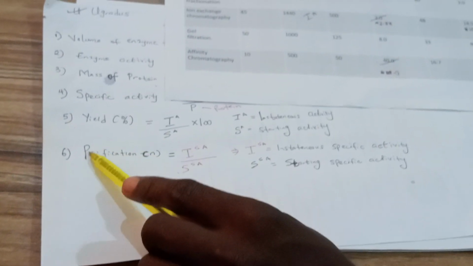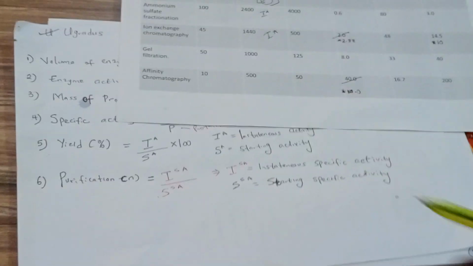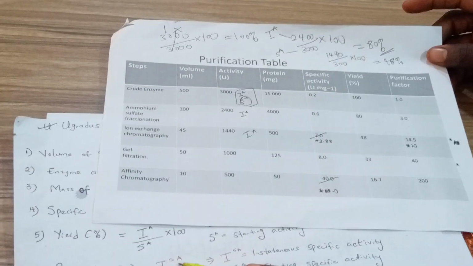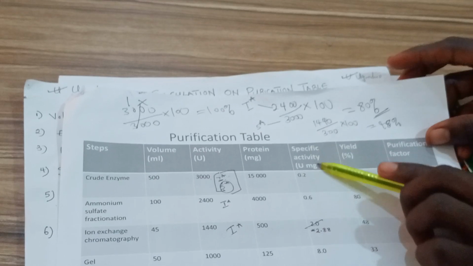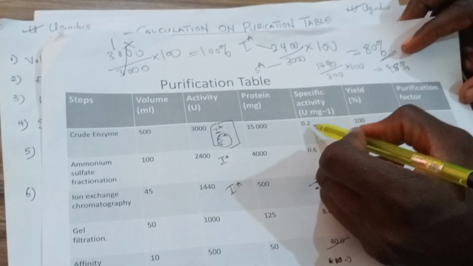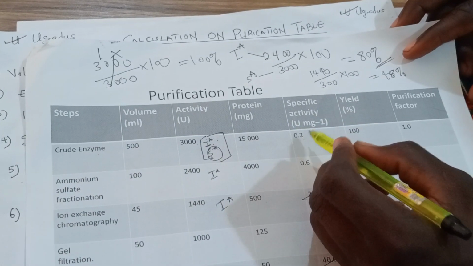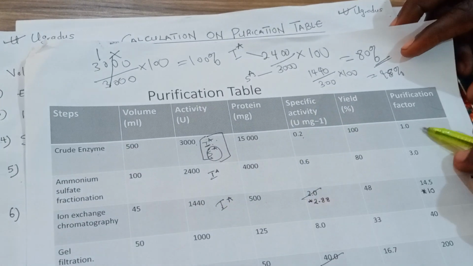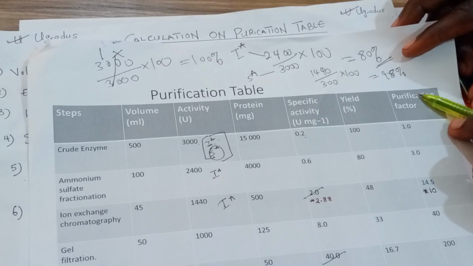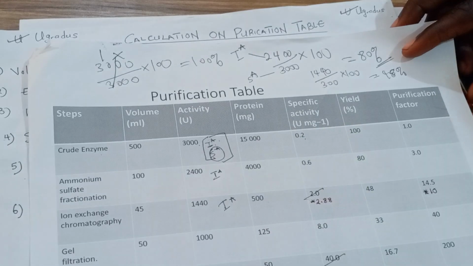That means when you are talking about purification factor, you are going to streamline your attention only on the specific activity column. So just check this specific activity. So to get the specific activity of this one, that means this 0.2, since it is the first one, the crude enzymes, how did they get 0.2? How did they get 1.0? Because we are looking for purification factor. So I said that you have to focus on the specific activity column.